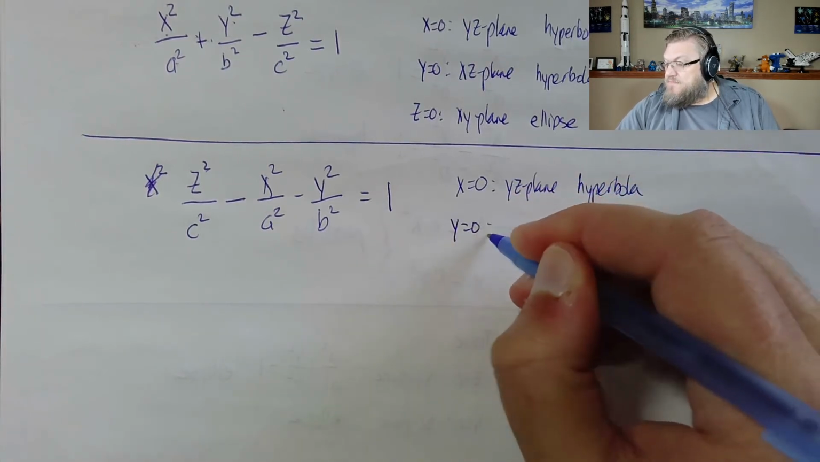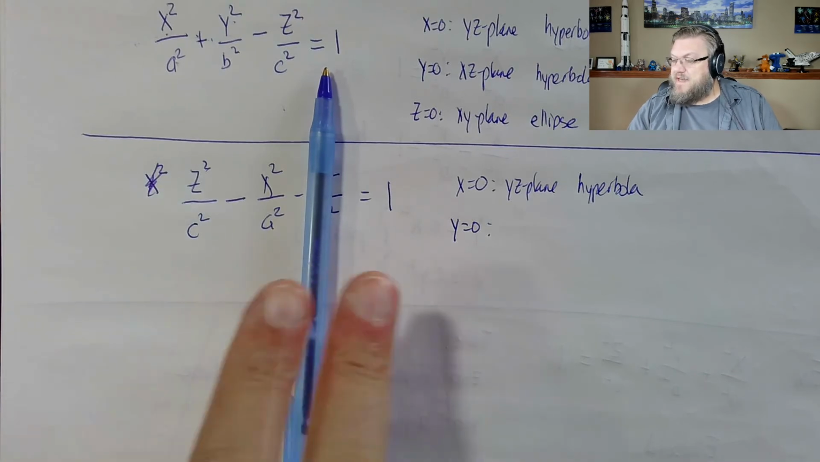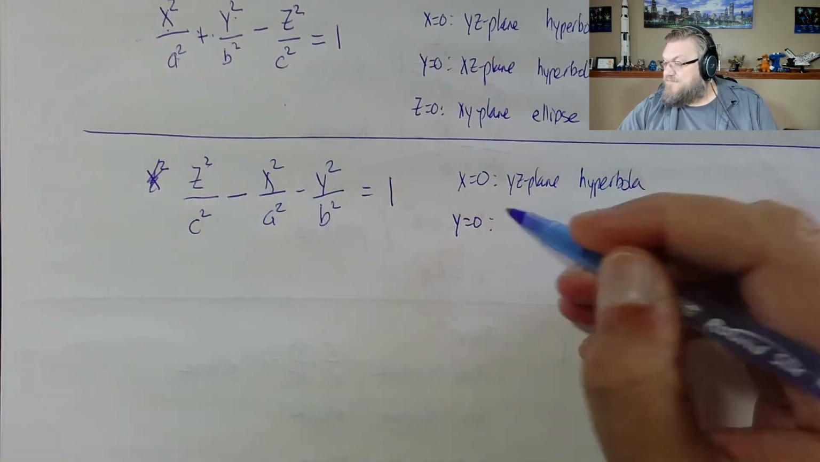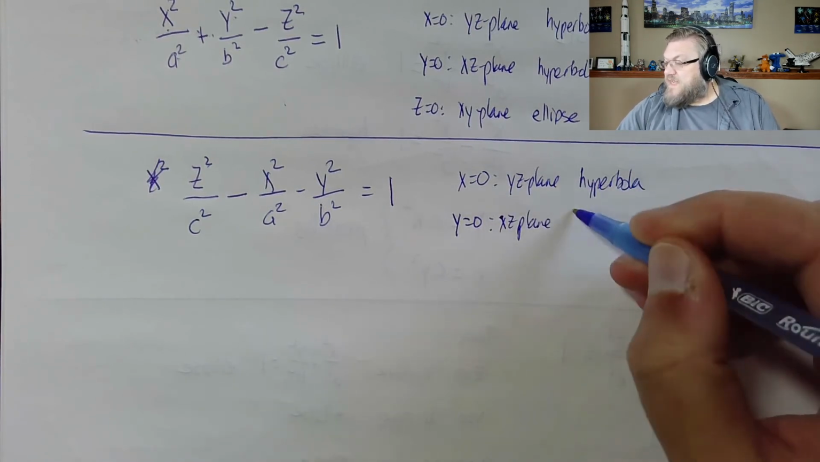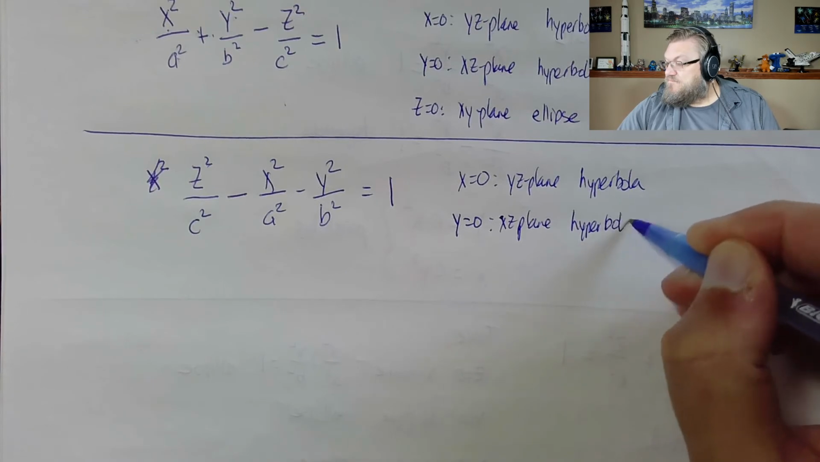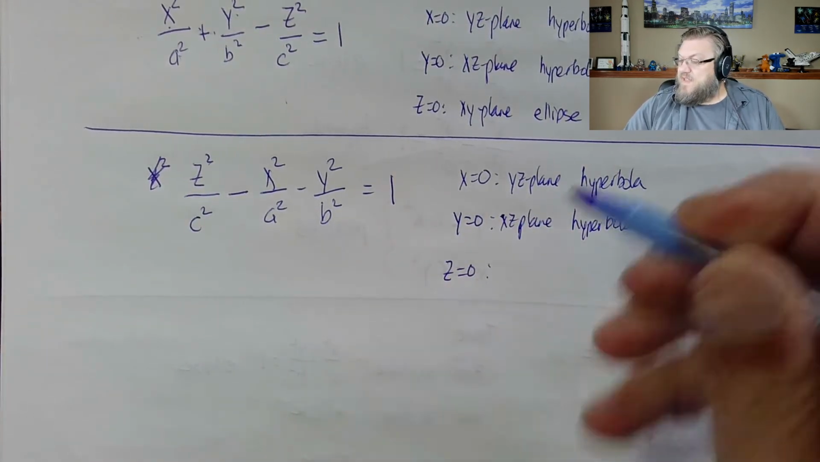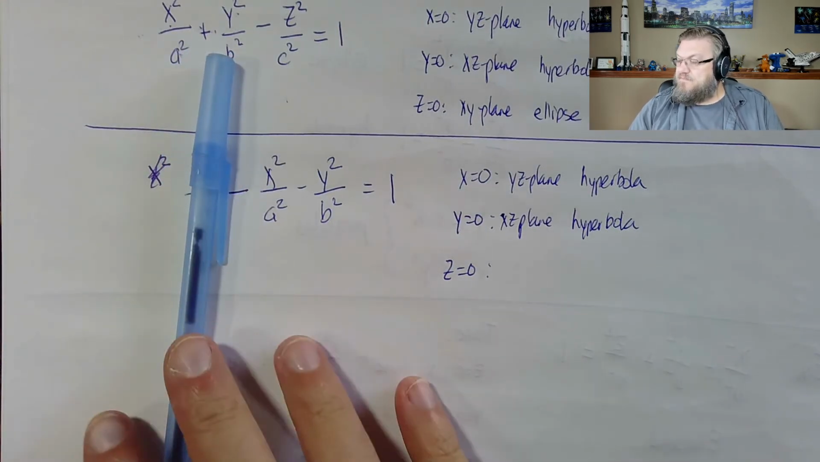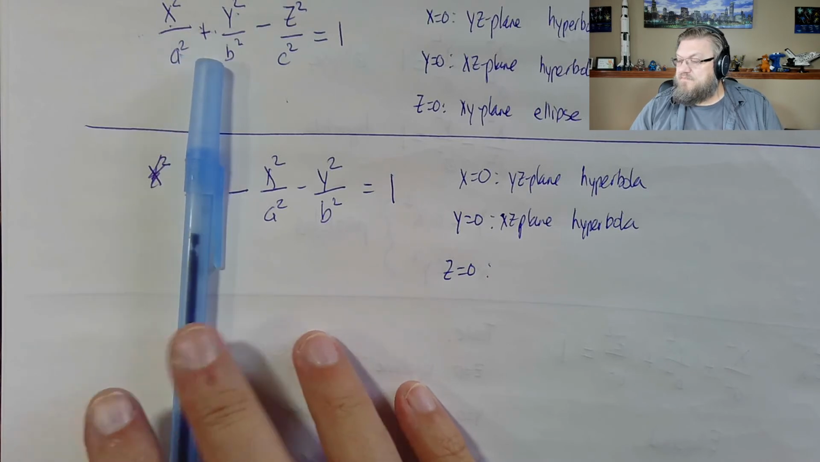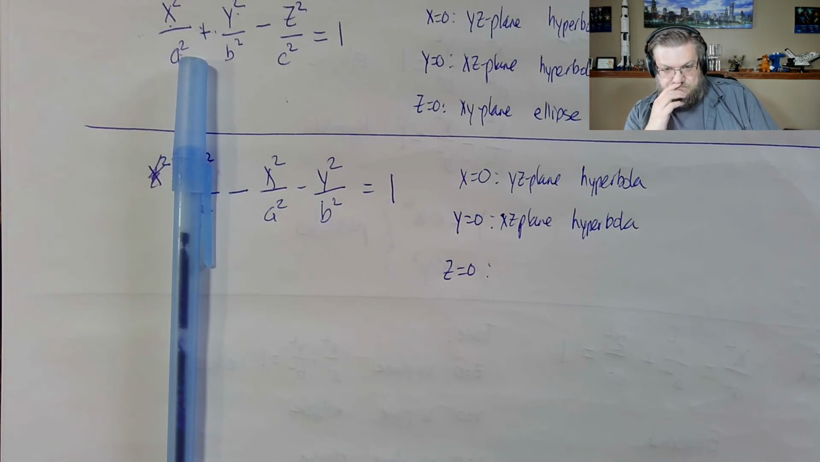When y is 0, that last term is gone, and I get a hyperbola. So the xz plane gets a hyperbola. And then if z is 0, this term is gone. What do I end up getting? If z is 0, what shape does this make?